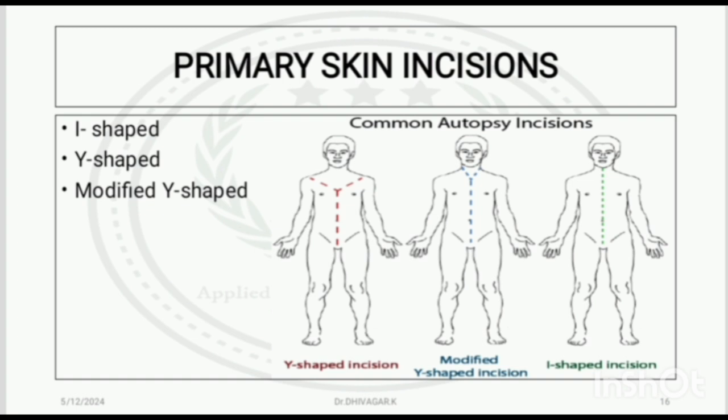Next, what is the meaning of modified Y-shape? In the modified Y-shape, we take the incision from the bimastoid, come to the suprasternal notch, and go straight to the pubic symphysis. This is the common autopsy incision we follow in the mortuary.